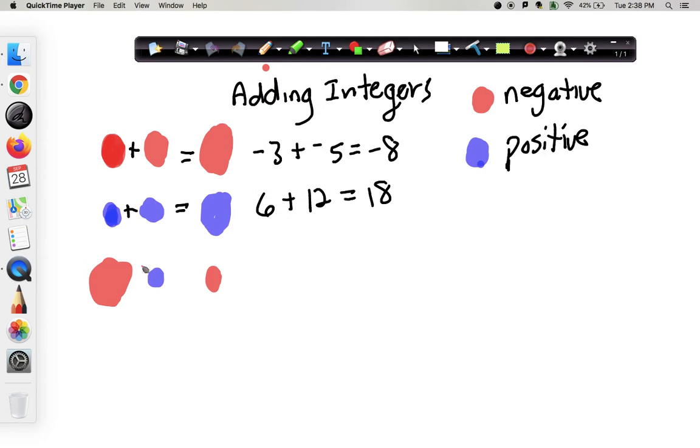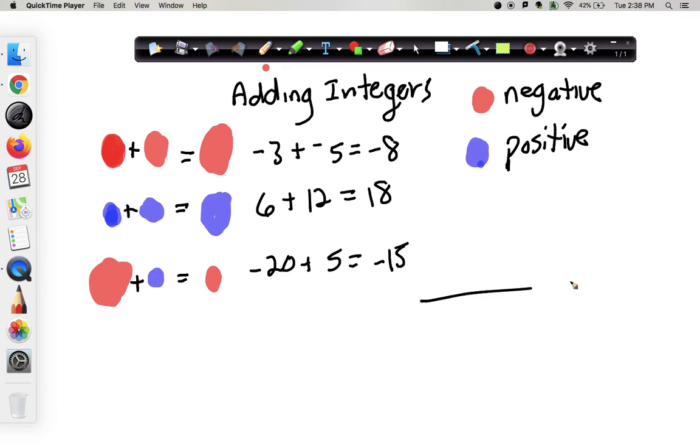So a large negative plus a small amount of positive is going to make the negative smaller, but the answer is going to be smaller, like negative 20, and we just add in maybe 5. That's negative 15. See how it's smaller.